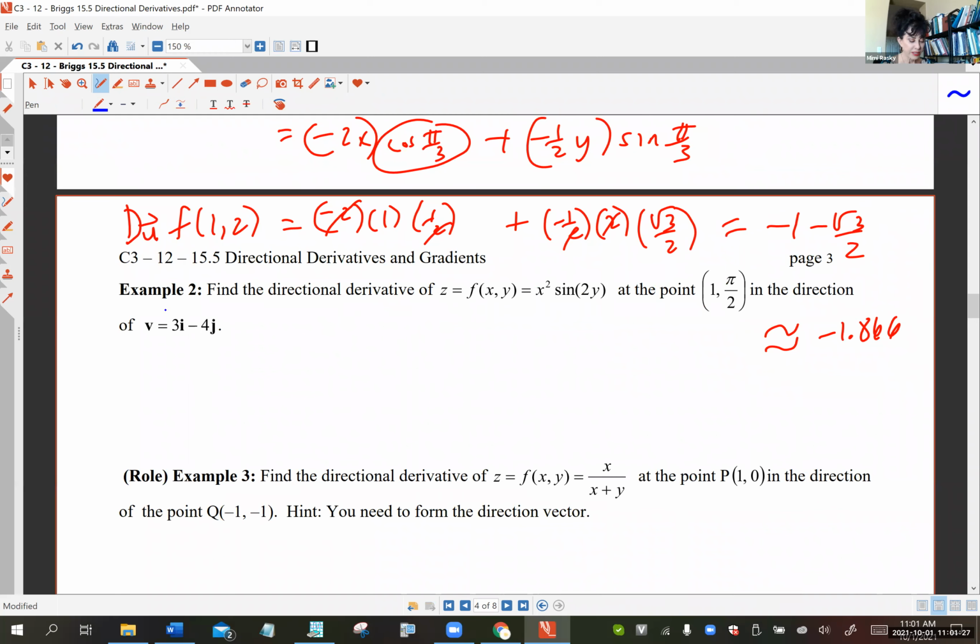So here is a new example. We have z, a function of two variables, x squared sine 2y. And we want to find the directional derivative at this point in the direction of this vector. So my question to you is, is this direction vector a unit vector? What do you think?